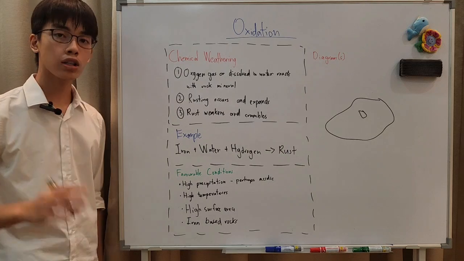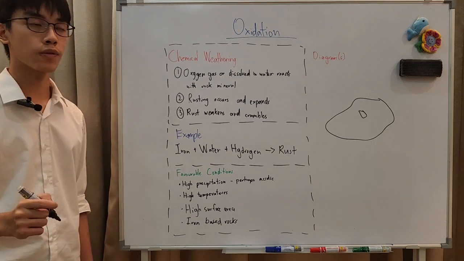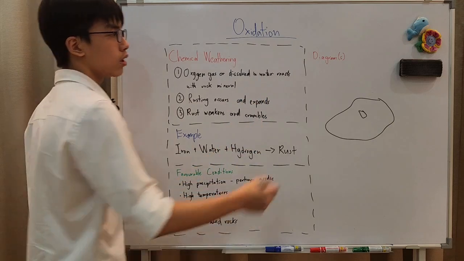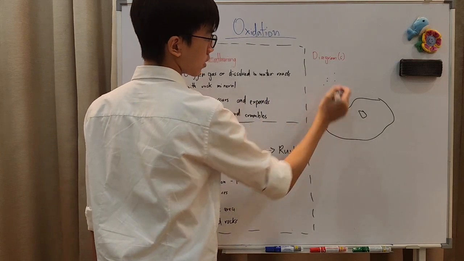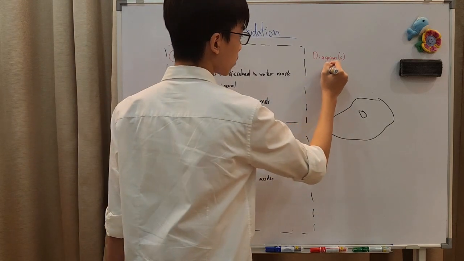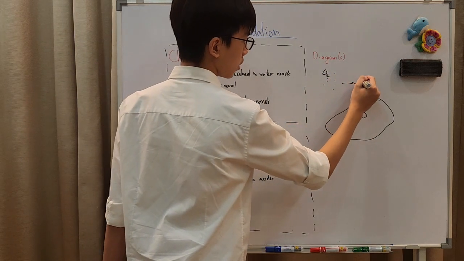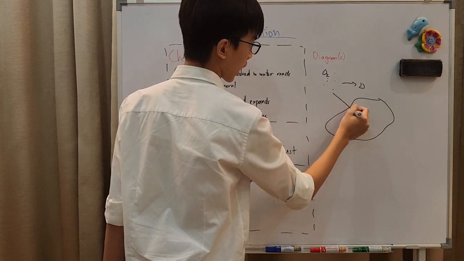And the first step is that oxygen gas, or in dissolved form, will react with the rock mineral. So what we can show here, maybe you can draw gas oxygen as in this. You can label oxygen. And then it can be dissolved into water, or you can just directly attack it.